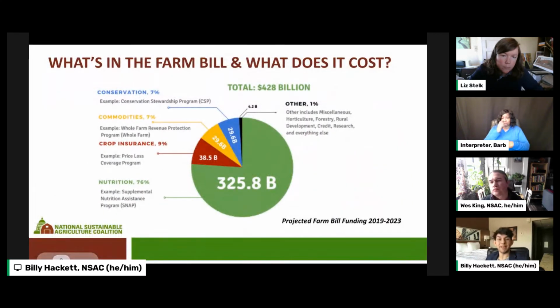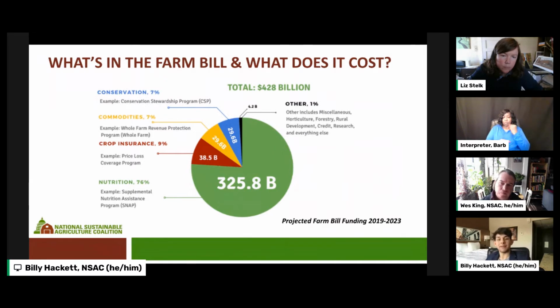What's in the Farm Bill and what does it cost? The 2018 Farm Bill was the last Farm Bill passed, and it was estimated it would cost a total of $428 billion over 5 years, so 2019 to 2023. $325.8 billion, so 76% of overall Farm Bill funding, goes to nutrition programs.